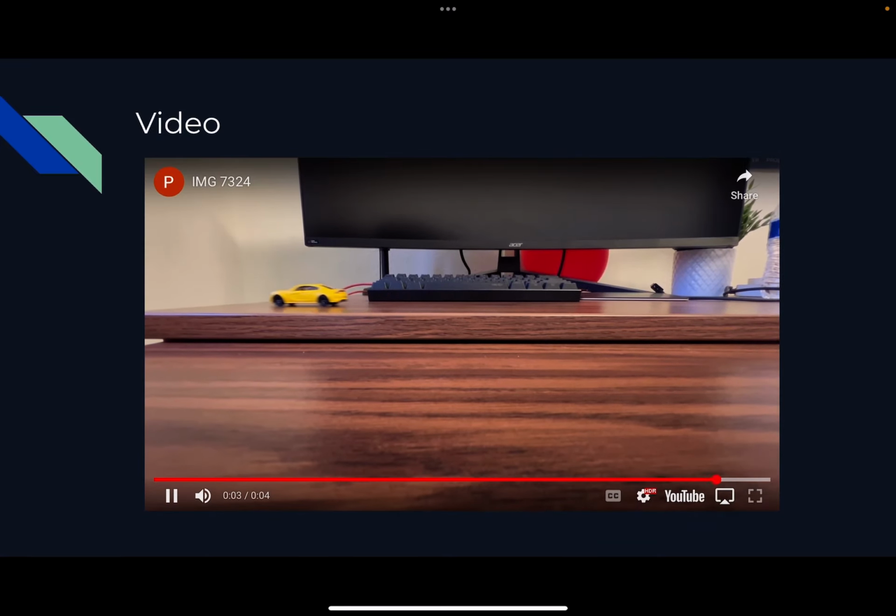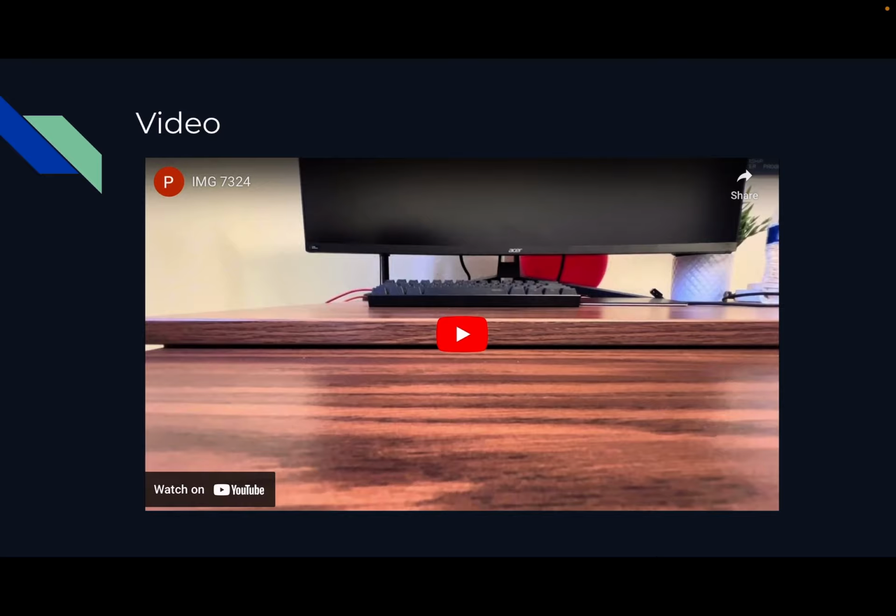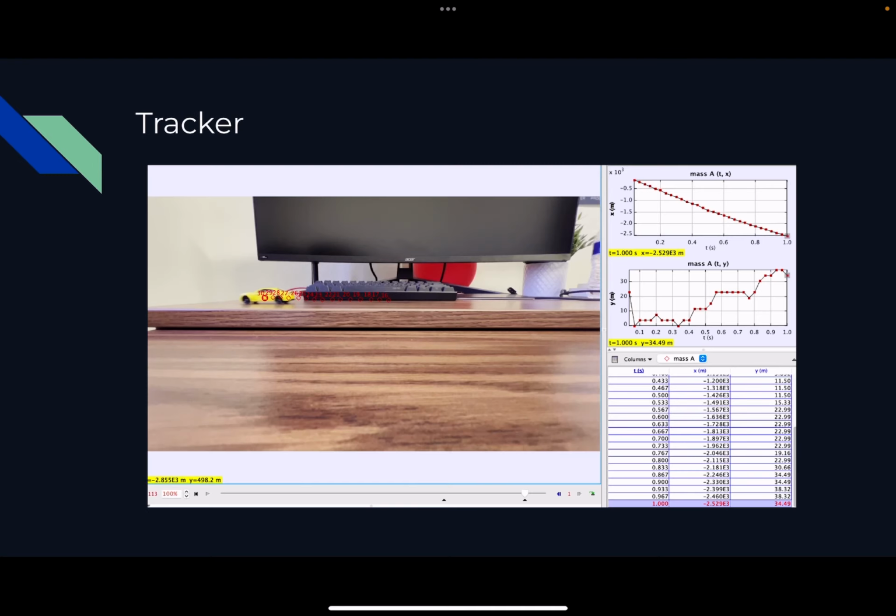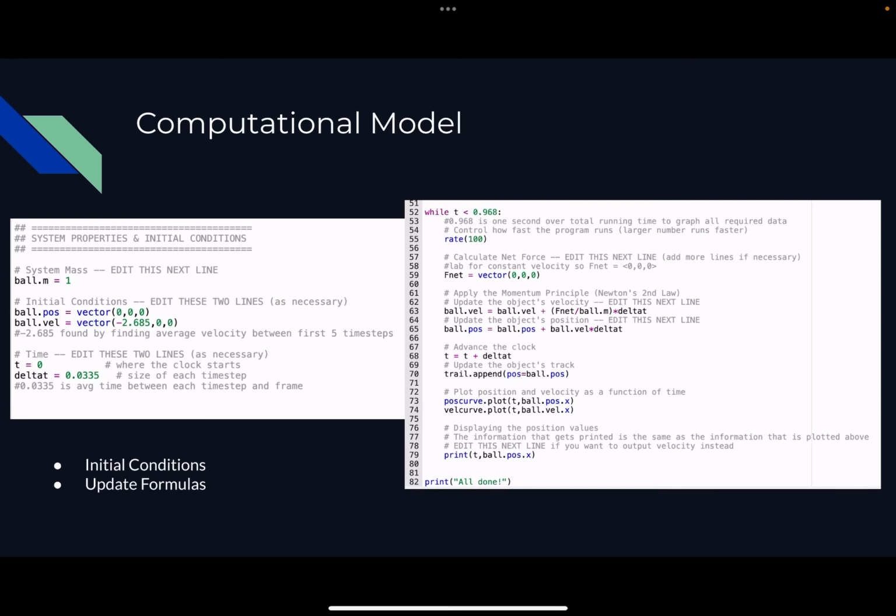So this is the video of my car. Basically I just rolled it across the table, and that's the video I used to measure. And this is the Tracker data. I traced the car's movement pixel by pixel, and because the frame rate was 30 FPS, the time step was 0.033 seconds, and we can see that in our computational model, where delta t is 0.0335.